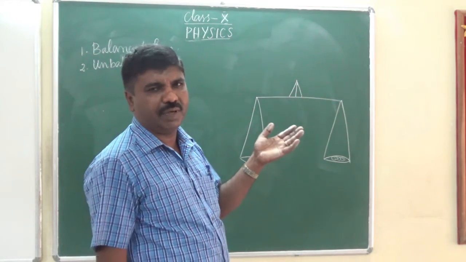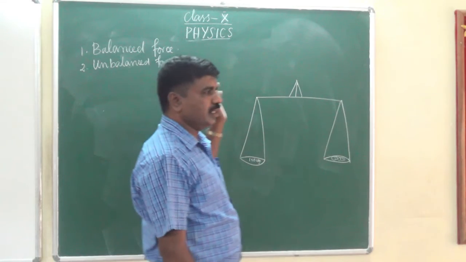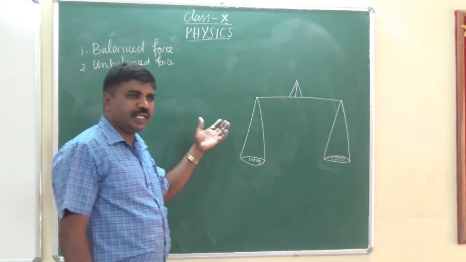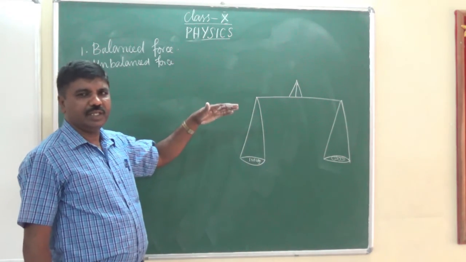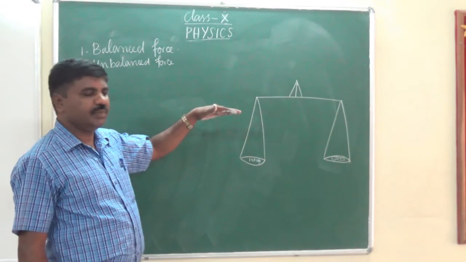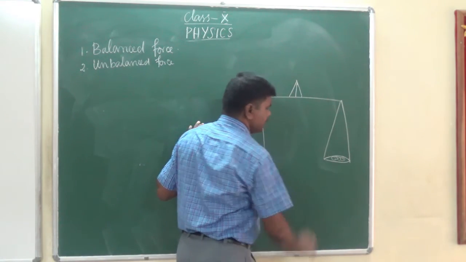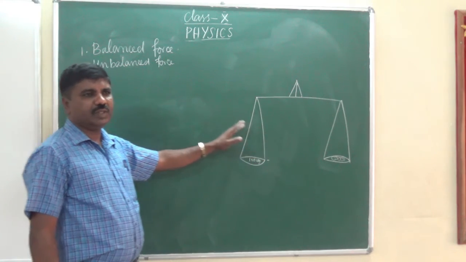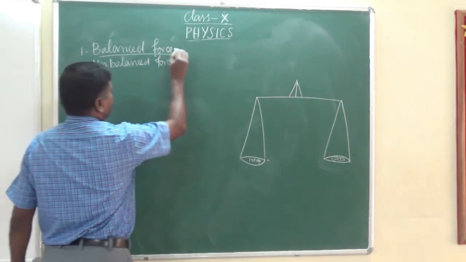For example, tug of war. The tug of war is nothing but both sides pulling the rope in opposite directions. Which side has the greater force and which side has the lesser force? If both sides have the same magnitude, that will be the balance. If one side has greater force, that is nothing but unbalanced force. The same way here, both sides have the same magnitude, so it is in equilibrium position. It is balanced, so that is nothing but balanced force.